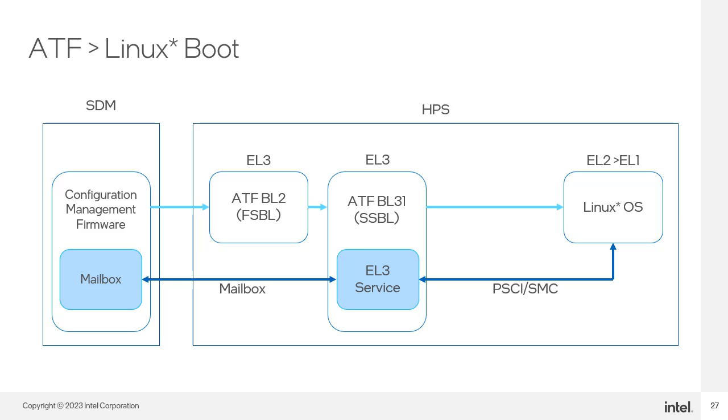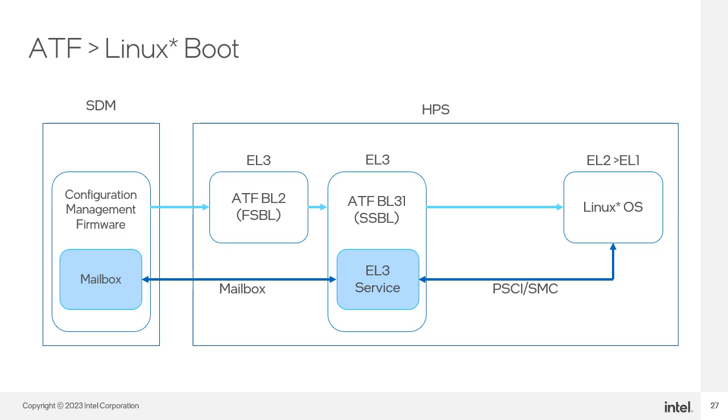ATF-BL2 is the first stage bootloader in this case. The booting stages are: 1. The Configuration Management Firmware, CMF, running on the SDM loads the first stage bootloader, which is ATF-BL2, into HPS on-chip RAM and then brings the HPS boot core out from reset. 2. The ATF-BL2 loads the second stage bootloader and OS, which are ATF-BL31 and Linux OS, into DDR.